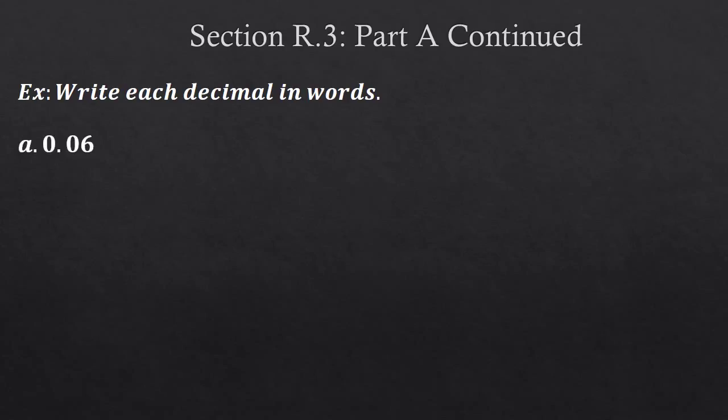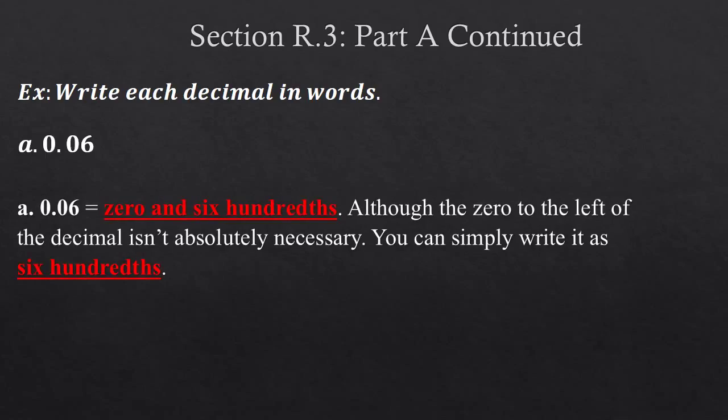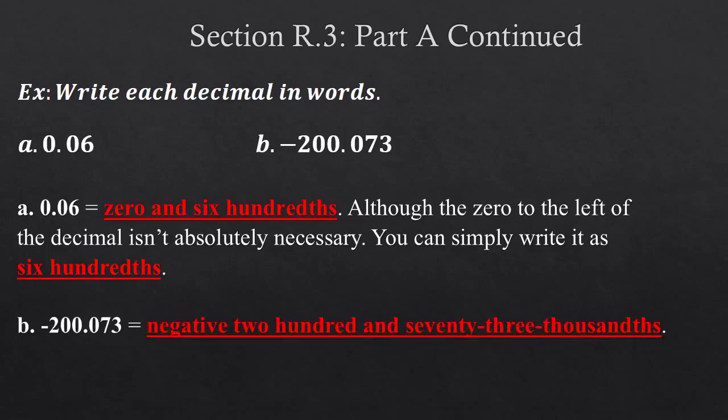A, 0.06, pronounced as 0 and 6 hundredths. Although the 0 to the left of the decimal isn't absolutely necessary, you can simply write it as 6 hundredths. B, negative 0.273, as that's pronounced negative 273 thousandths. Therefore, writing in words is spelling it as negative 273 thousandths.